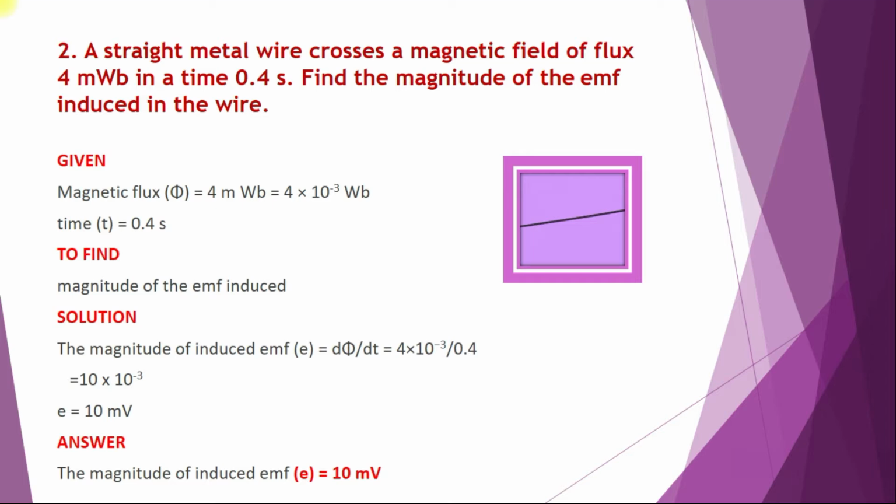So the solution will start with the formula of the induced EMF, which is given by E is equal to d phi by dt, which is equal to the d phi, that is flux value, given as 4 into 10 power minus 3 divided by the time 0.4, which is equal to 10 into 10 power minus 3 volt, which is equal to 10 millivolt. So the answer is, the magnitude of induced EMF E is equal to 10 millivolt.